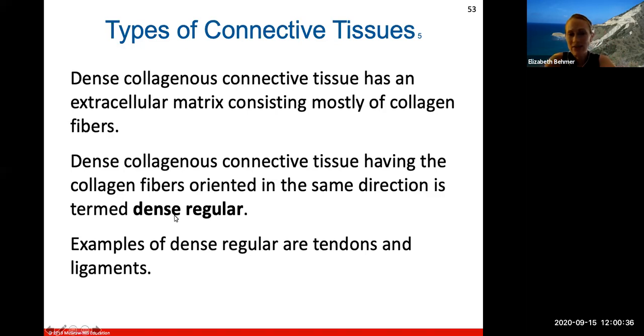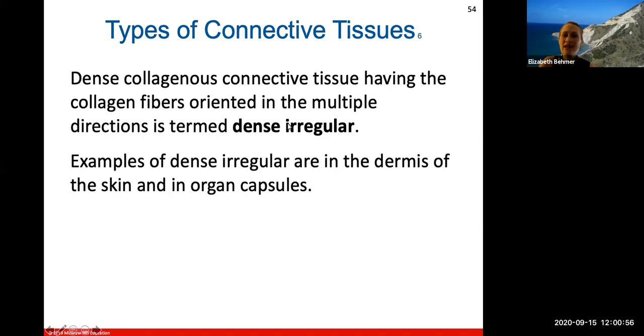Because of how it's situated or formed, this makes it really good material for tendons and ligaments, because tendons and ligaments connect bone to bone and muscle to bone. So dense regular connective tissue has to be very strong to connect your bones together or your muscles to your bones. Then dense irregular connective tissue will have lots of collagen fibers, but they'll be going in any different direction.